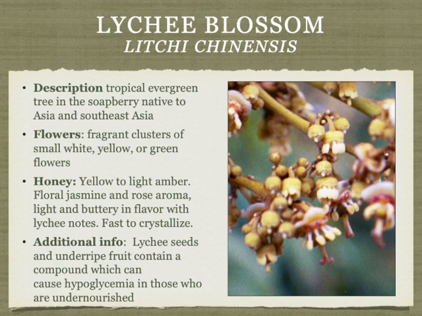Lychee seeds and also the underripe fruit have a compound which can cause low blood sugar in those who are undernourished, especially children. But if they eat something first, so they're not fasting before they eat the underripe lychee, then it apparently doesn't happen. This has been a problem reported in India and some other countries where there's malnourishment, and the kids are eating lychee fruit that is underripe.